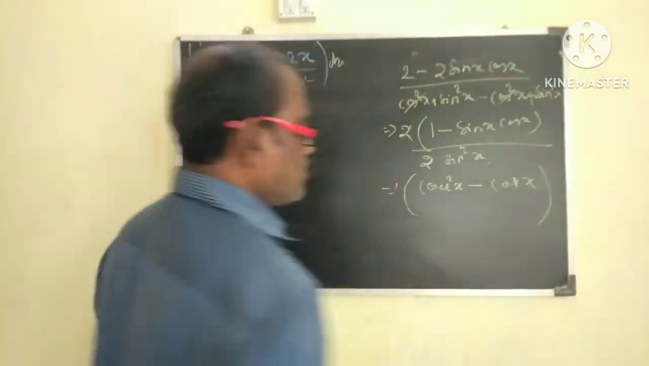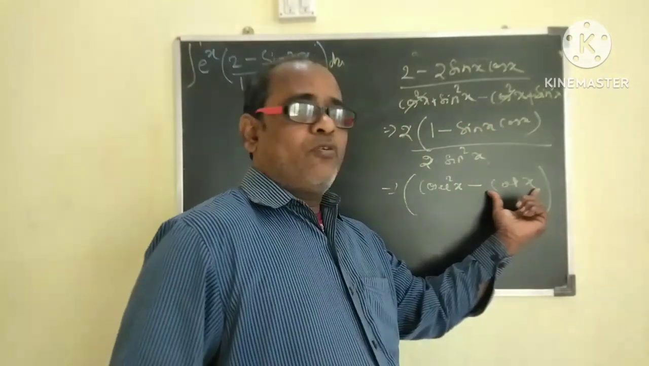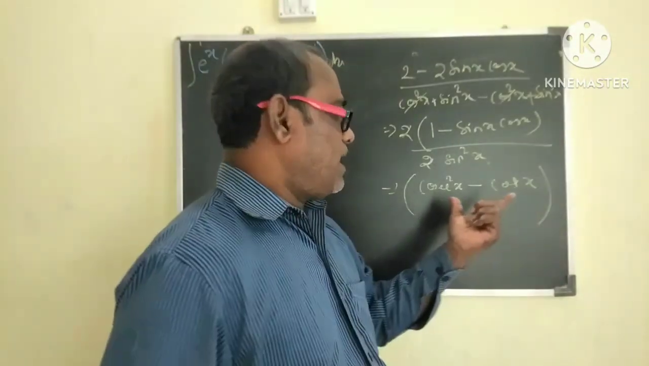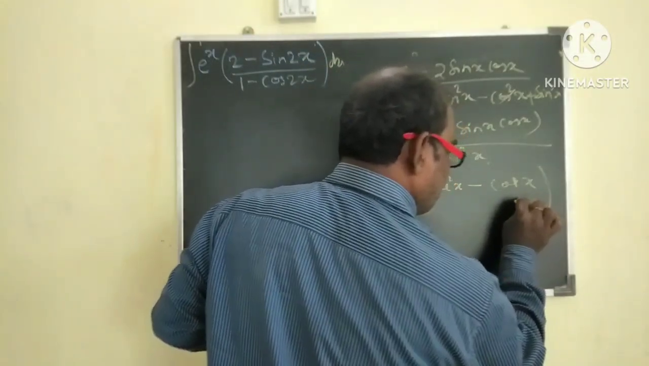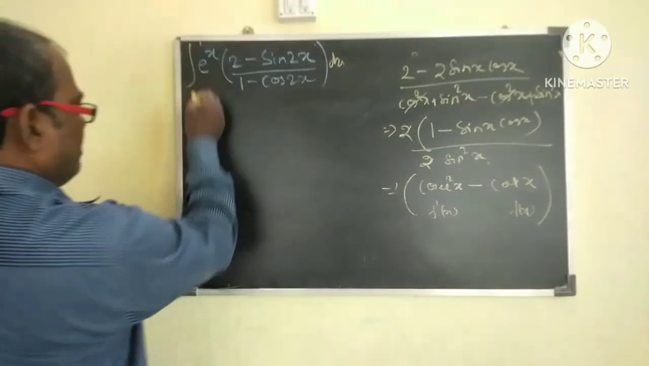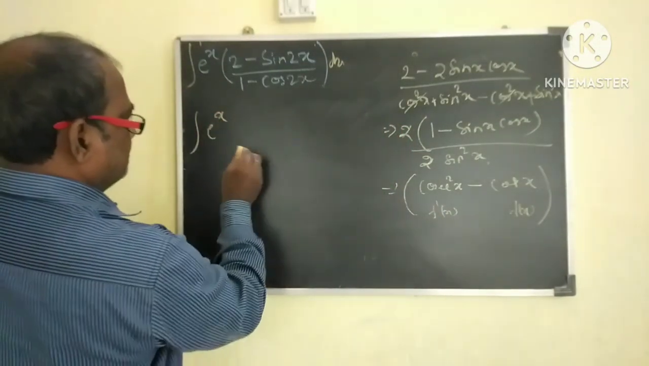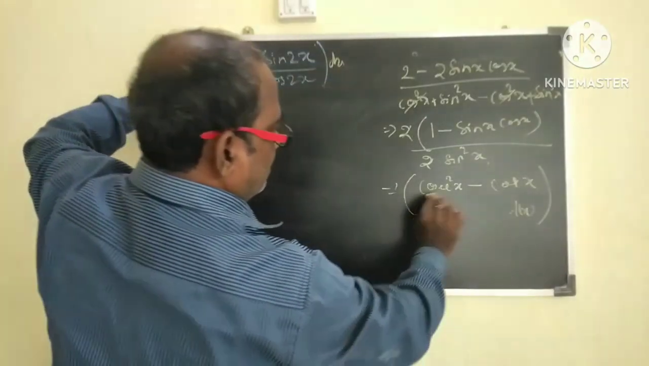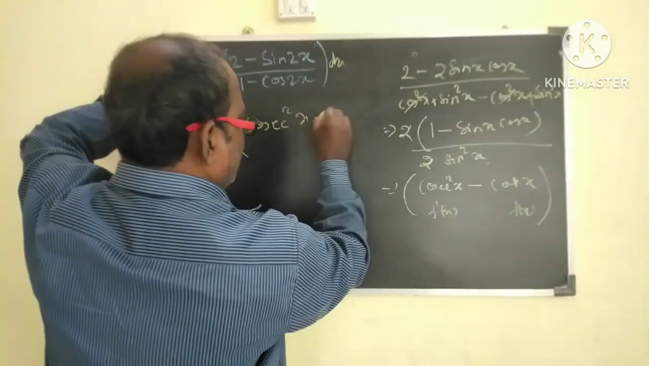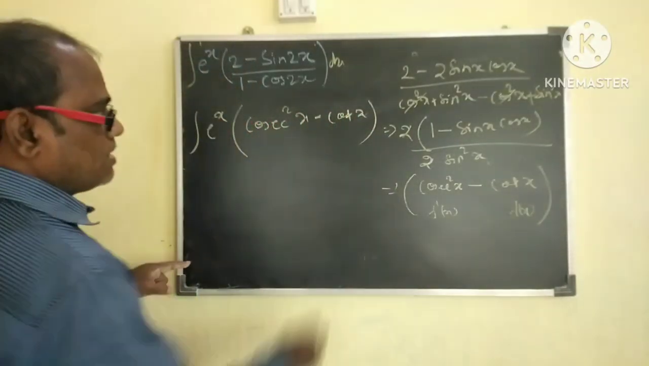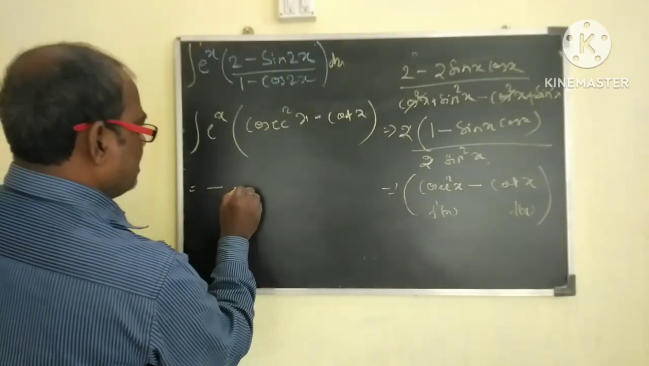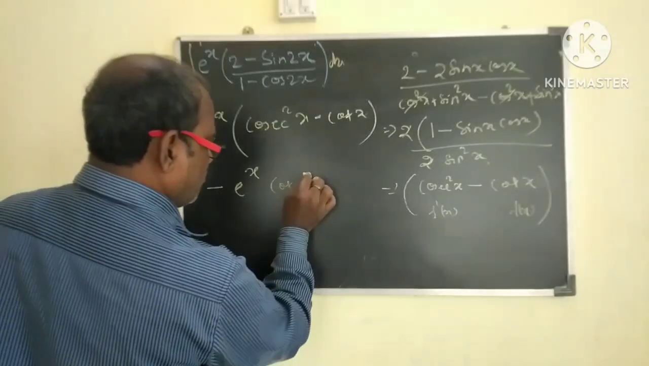Now see here, the differentiation of cot x is minus cosecant square x. So if this is taken as f of x and this as f dash of x, then with the help of the formula we can write this as e to the power of x, in the form of cosecant square x minus cot x. See here, this is f(x) and this is f dash of x. So the final answer we get is minus e to the power of x cot x.